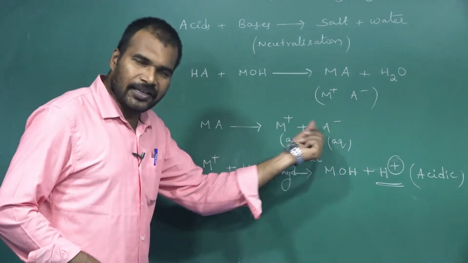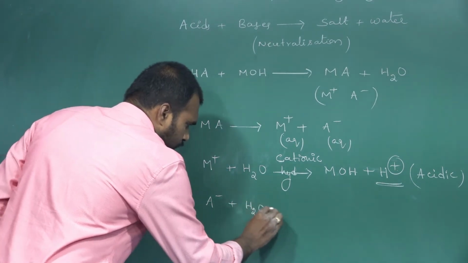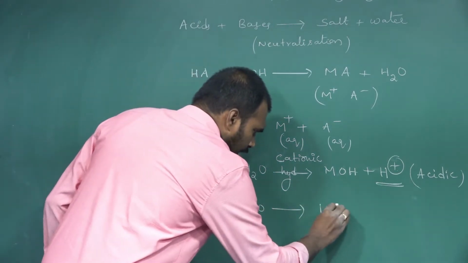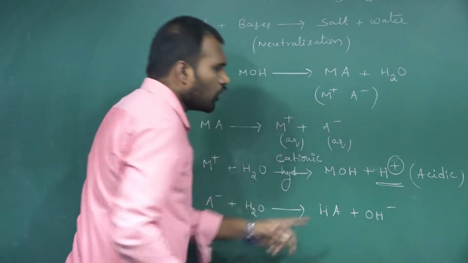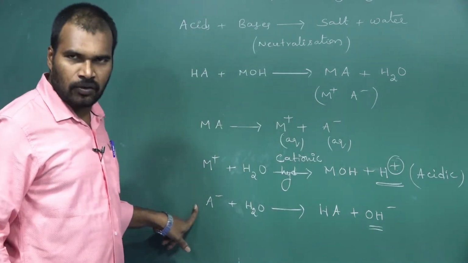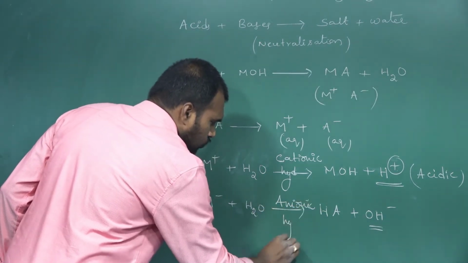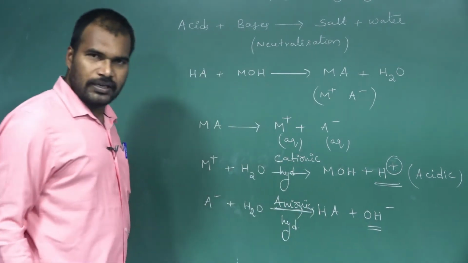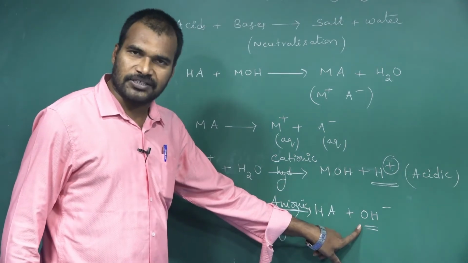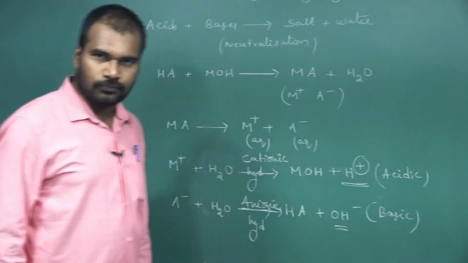Suppose anions get hydrolyzed, if A- ions react with the water, they produce HA and they liberate OH- ions into the solution. So here which ion is getting hydrolyzed? Anions. So this hydrolysis we call it as what? Anionic hydrolysis. Anionic hydrolysis. If there is an anionic hydrolysis, they liberate OH- ions into the solution. So the resulting solution is basic.